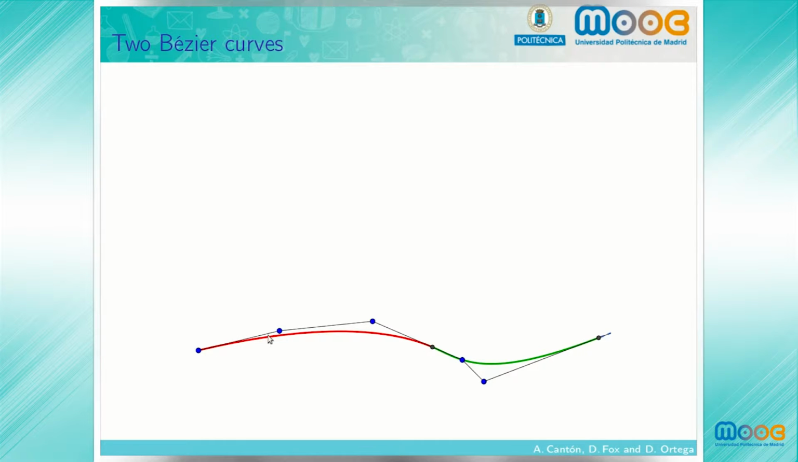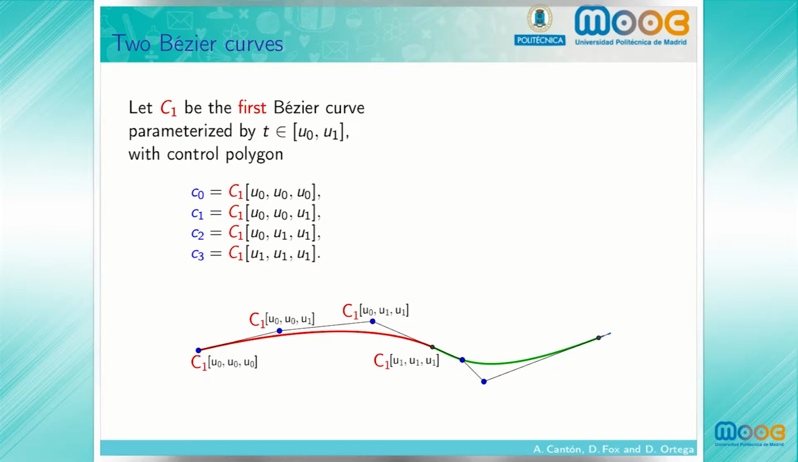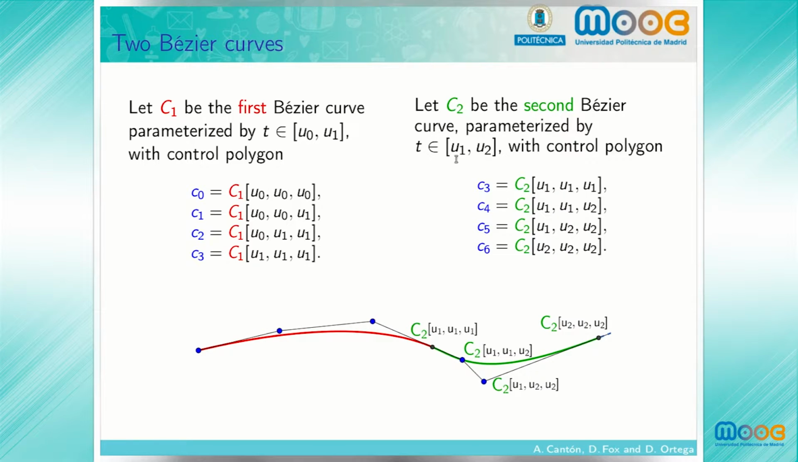Here we have two Bezier curves, the first one in red with its control polygon, which is a cubic Bezier curve, and the second one also a cubic Bezier curve in green with its control polygon. If the first Bezier curve is parameterized by t between u0 and u1, its control polygon can be given in terms of a polar form of the curve, and the first vertex of the control polygon is the polar form of this curve evaluated at u0 3 times, because u0 is the left end of the time interval. We get all the control points of the curve by evaluating the polar form. In the same way, we can do the same with the green curve.